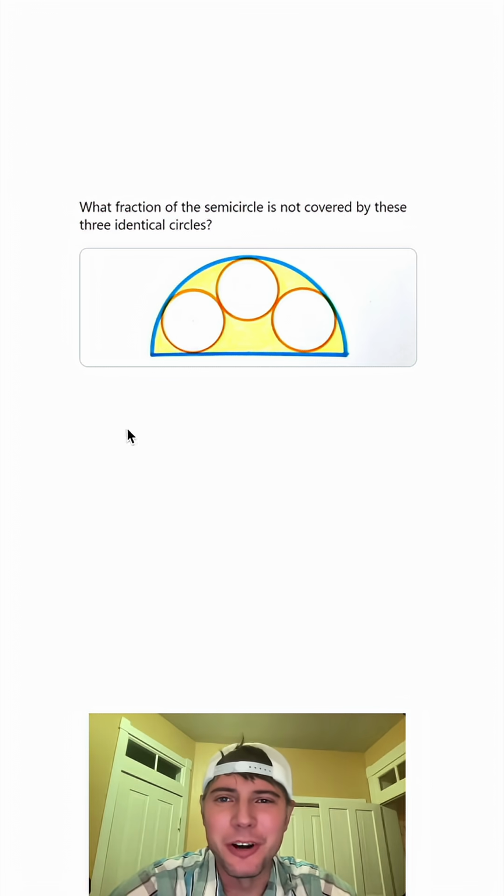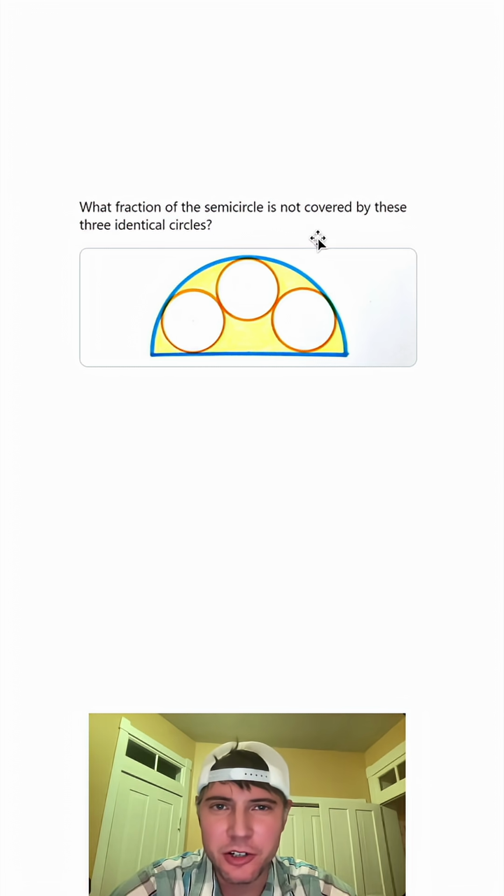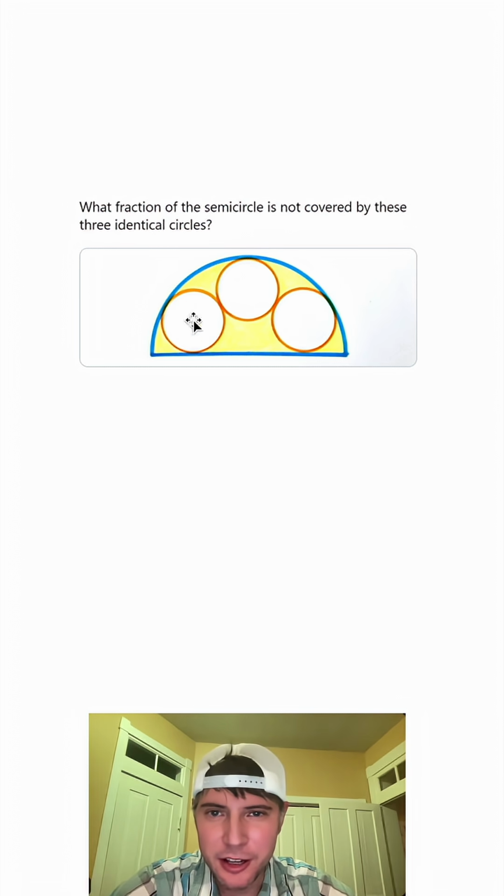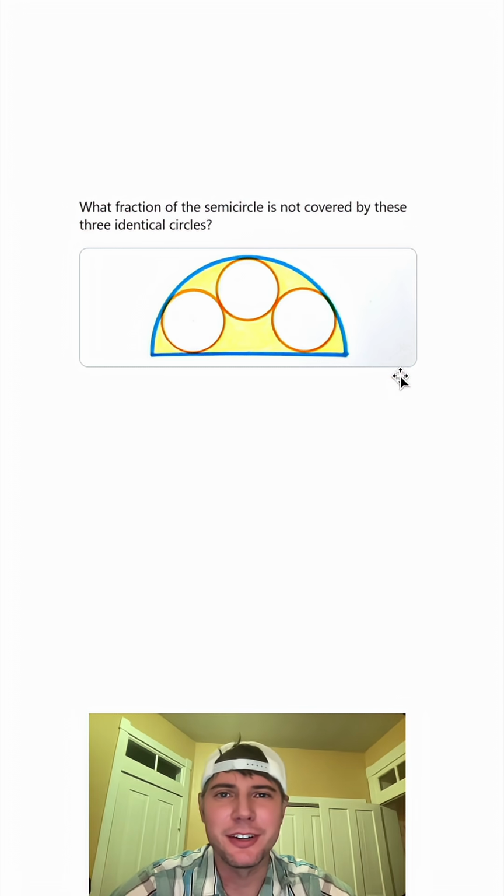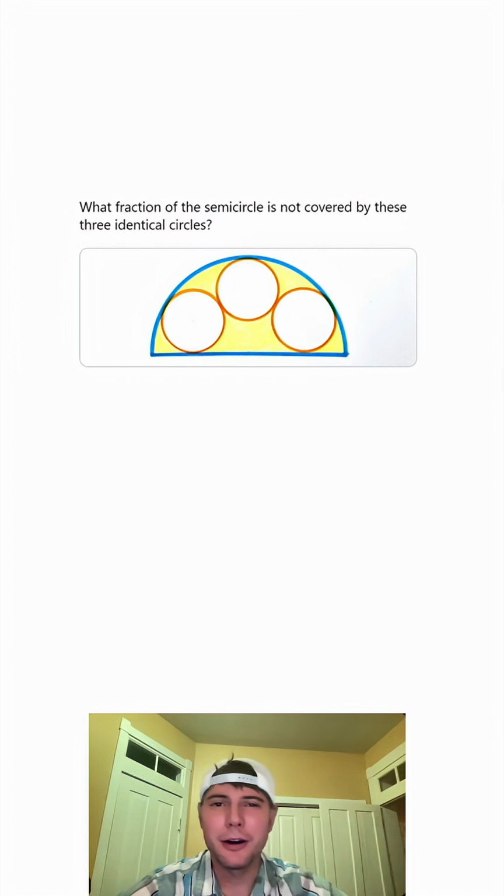Hey guys, this looks like a fun one. It says, what fraction of the semicircle is not covered by these three identical circles? So ultimately, it's the yellow area over the entire semicircle. If you want to try this one on your own, pause it right now, because I'm going to solve it in three, two, one.